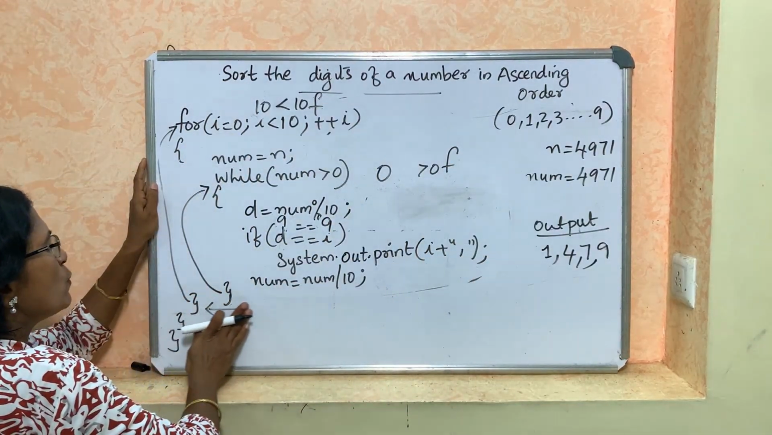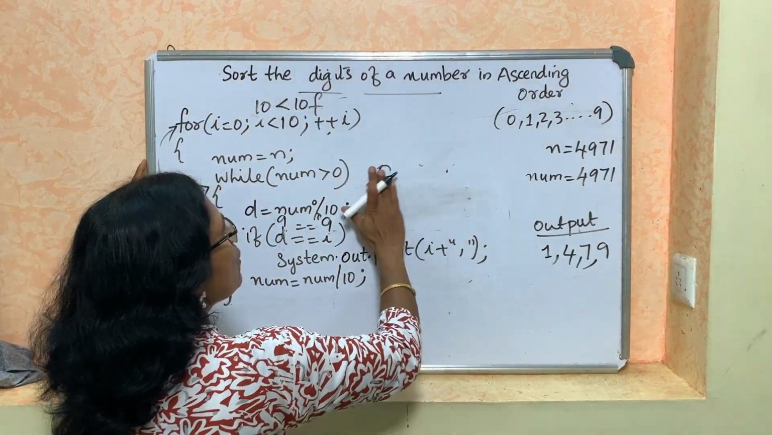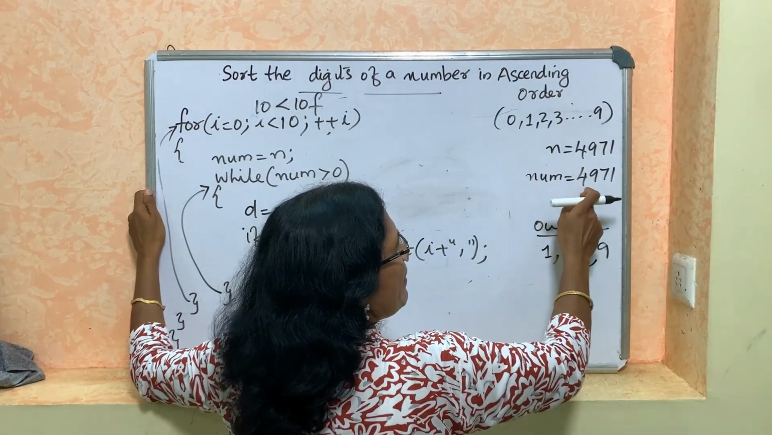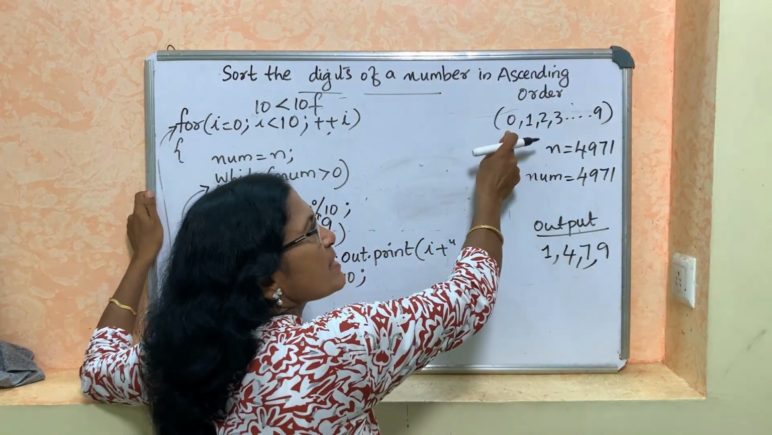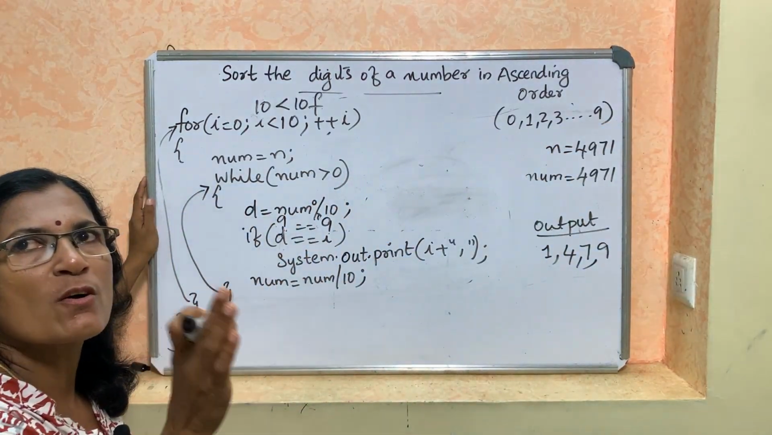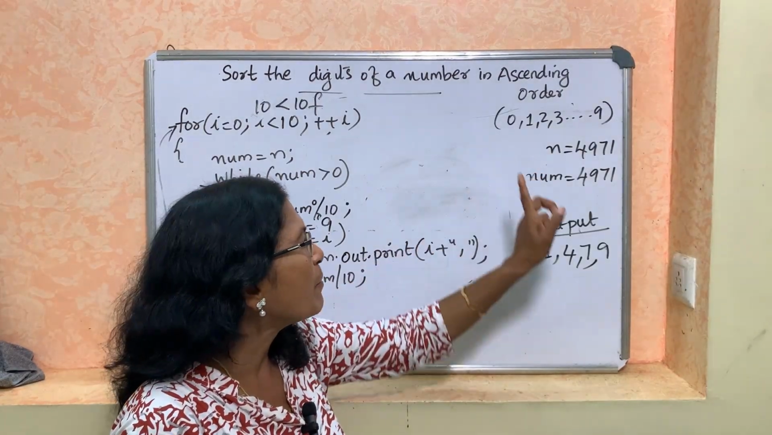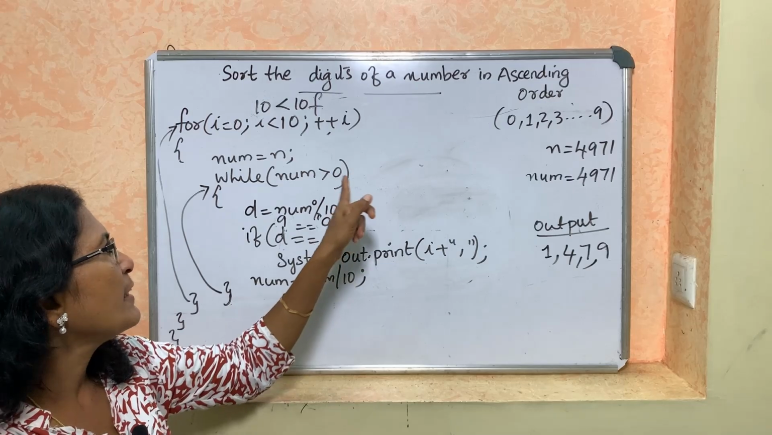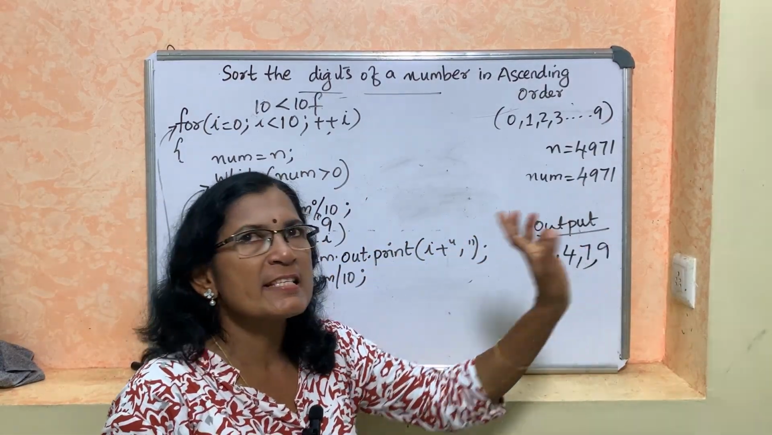So the nested loop completed all its iterations. We have extracted all the digits of the entered number n and checked for the occurrence of all the digits of the decimal number system 0 to 9 in it. Whenever we found the occurrence of a digit of the decimal number system in the given number, we printed it. So the digits of the given number are sorted, rearranged in the ascending order.